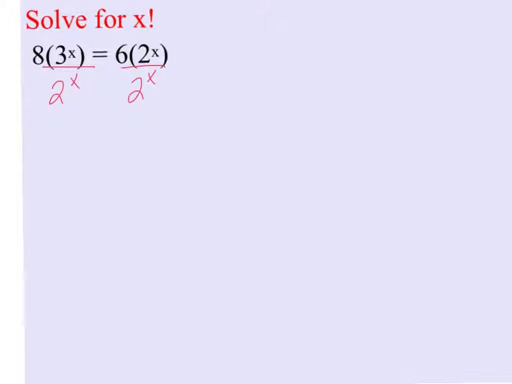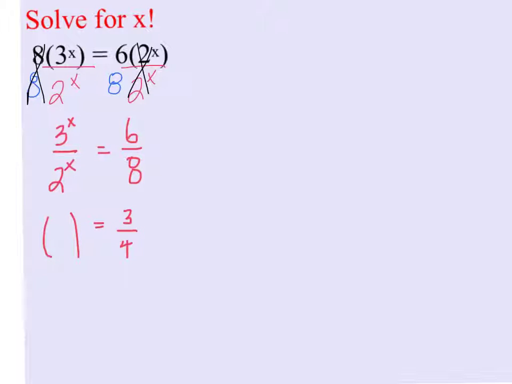But then I'm also going to divide both sides by 8. So what I end up with is 2 to the x canceling on the right and 8 canceling out on the left. So now I have 3 to the x over 2 to the x equals 6/8, which I could reduce, of course, to 3/4, but even more important, I can rewrite the left side as 3/2 to the x power.